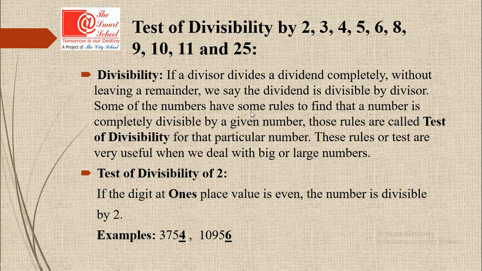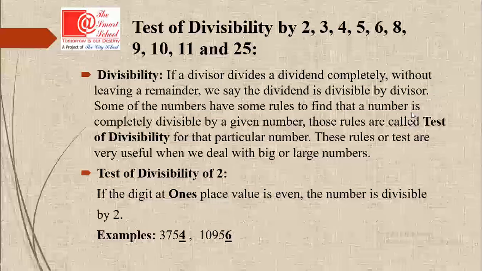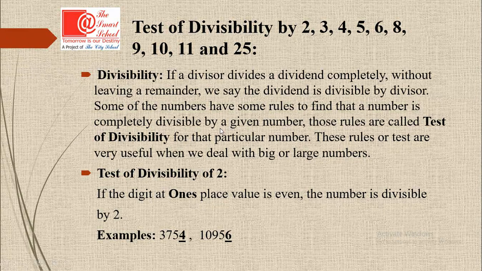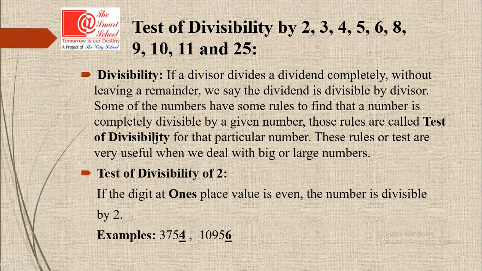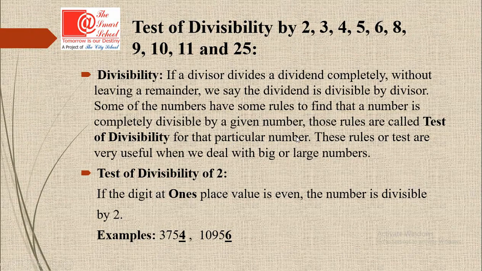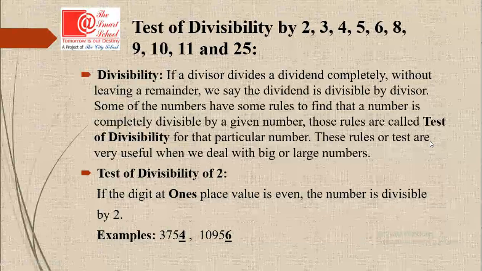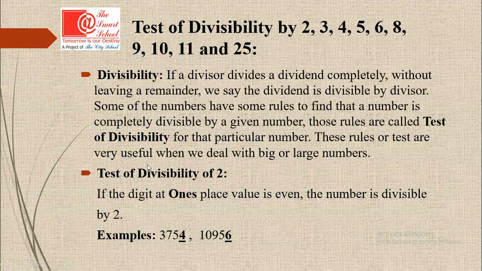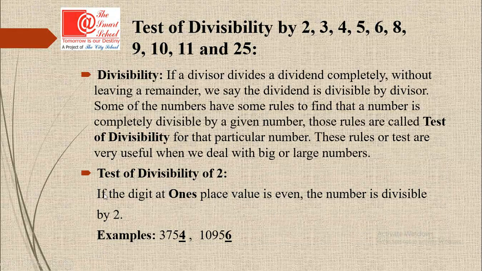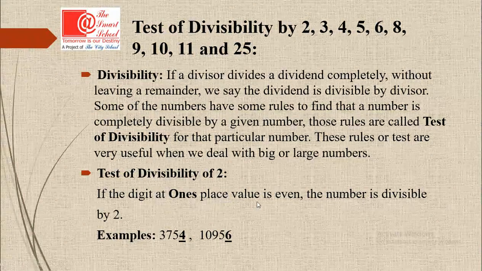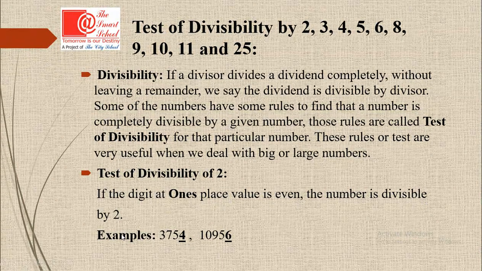Some of the numbers have some rules to find that a number is completely divisible by a given number. Those rules are called test of divisibility for that particular number. These rules or tests are very useful when we deal with big or large numbers. Now we start with test of divisibility of 2. If the digit at the one's place value is even, the number is divisible by 2.